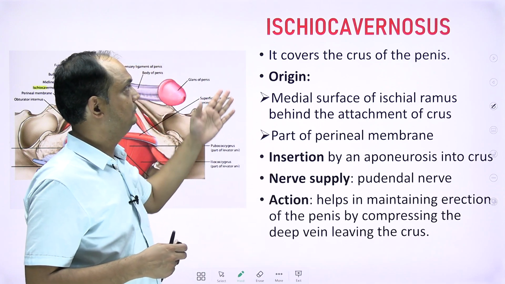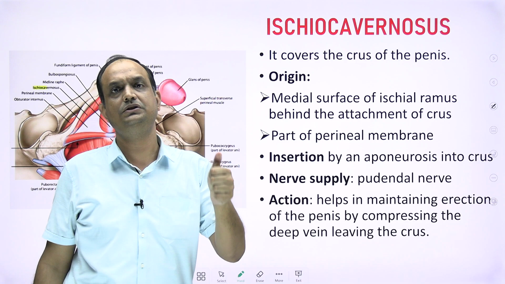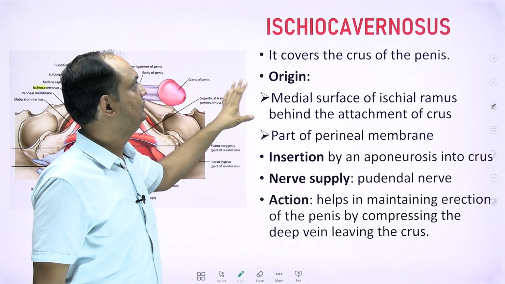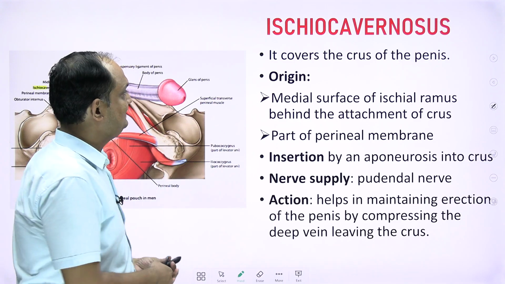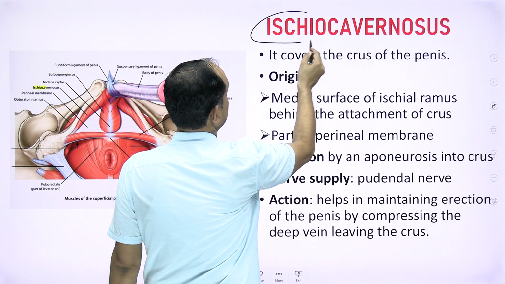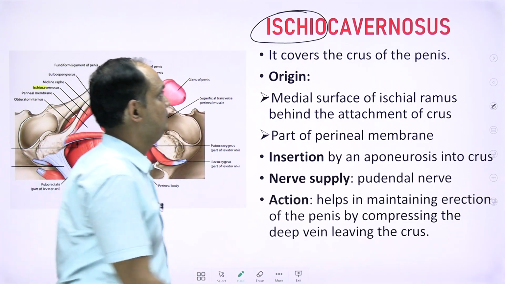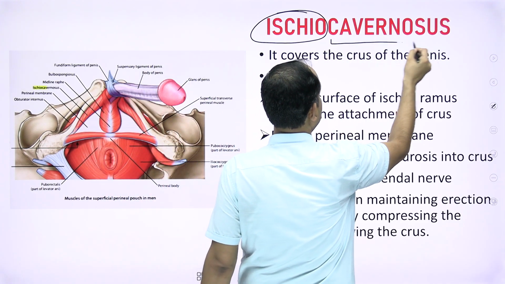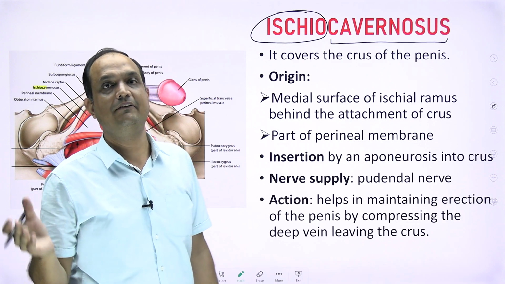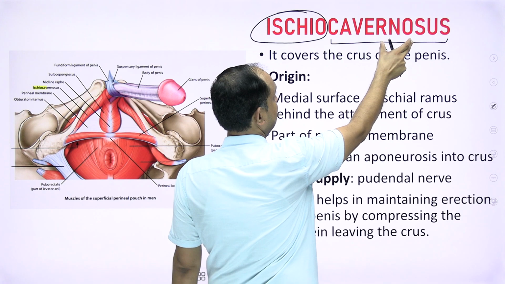Now, we will talk about the muscles one by one. First is the ischiocavernosus. Whenever you have a muscle, you always have 4 questions: origin, insertion, nerve supply and action. So, what is the origin of ischiocavernosus? As the name itself suggests, this arises from the ischium. That is why the word is ischiocavernosus. The word cavernosus comes from its site of insertion, that is the crus, which is a part of corpora cavernosa. So, it arises from the ischium and inserts into the corpora cavernosa crus.